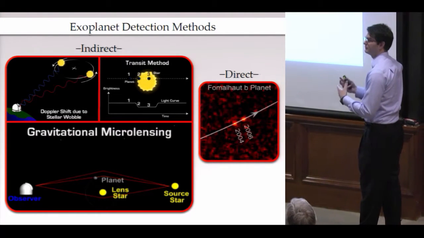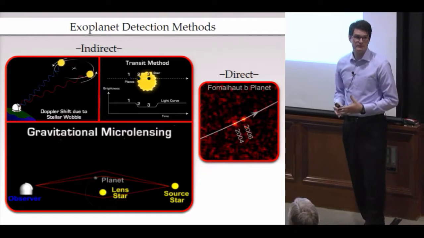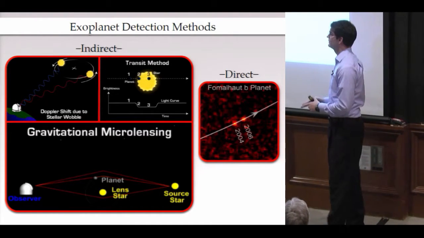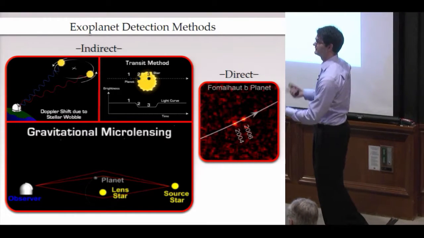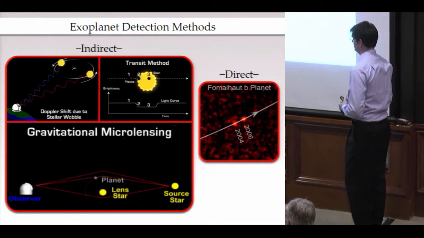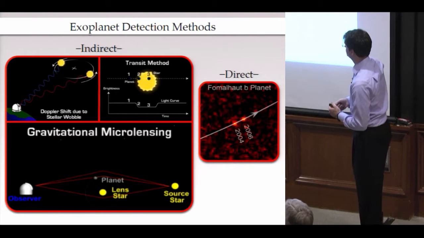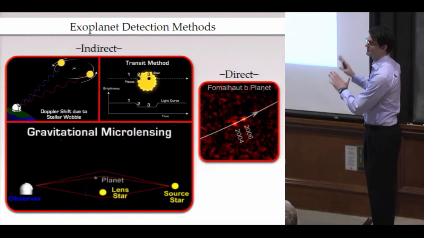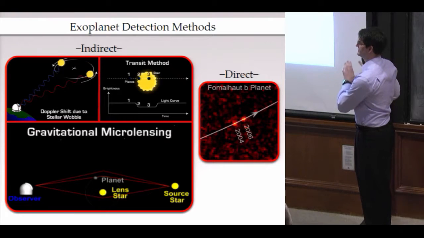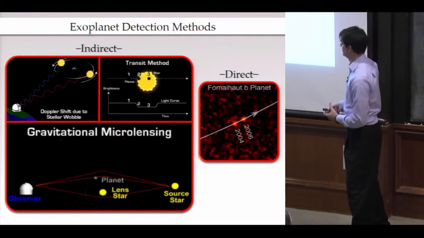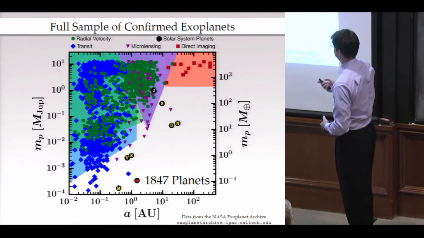Now, the physical processes that produce the observables for these different detection techniques are fundamentally different, and so too are the properties of the systems that each of these discovery techniques can reveal. And so in other words, what this means is that the different detection techniques are sensitive to planets that lie in different regions of planet parameter space, and are also sensitive to different physical parameters of the planets themselves.